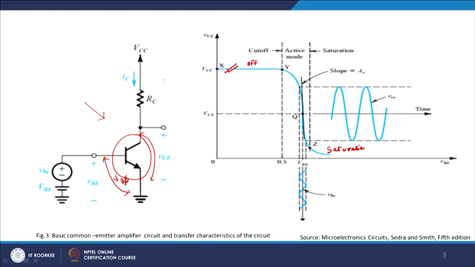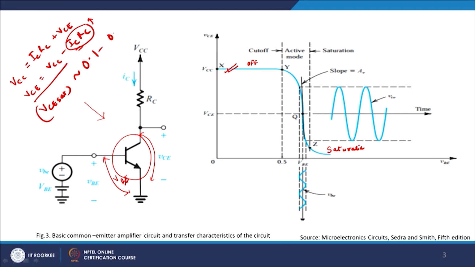Why will it fall off? Because if you remember, VCC is equal to ICRC plus VCE. If you take it this side and find the value of VCE, VCE is equal to VCC minus ICRC. So when your IC is 0, you get VCE equal to VCC, and that is what you get here. When you have large values of IC, this quantity becomes large, and what you get is VCE sat, or the saturation value of VCE, which is typically approximately 0.1 to 0.2 volts, in saturation, fine.